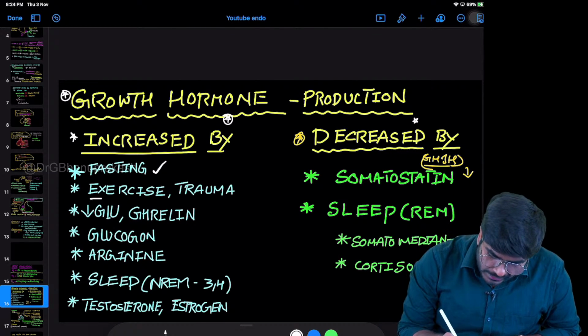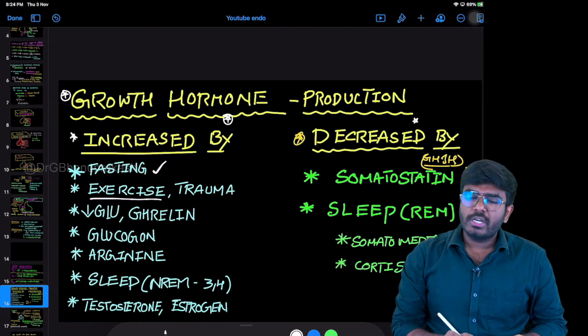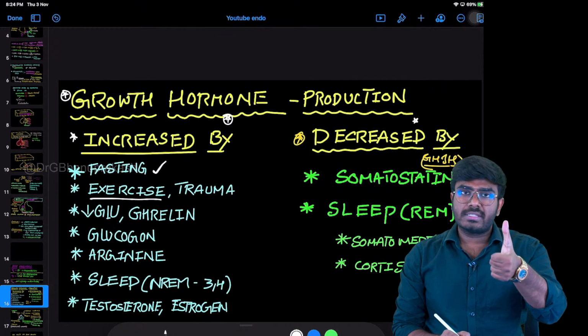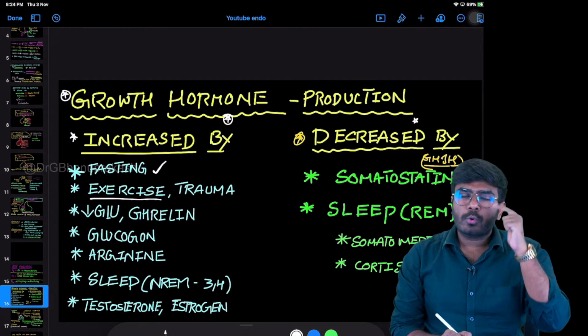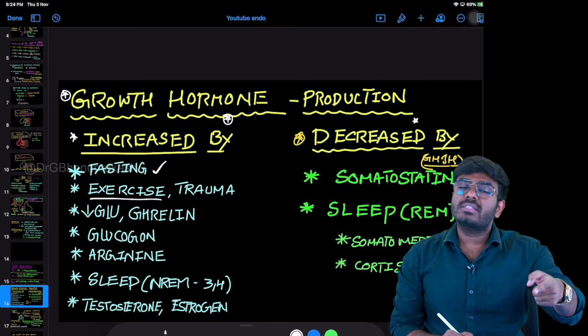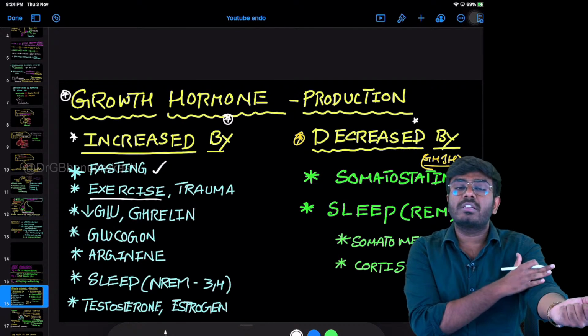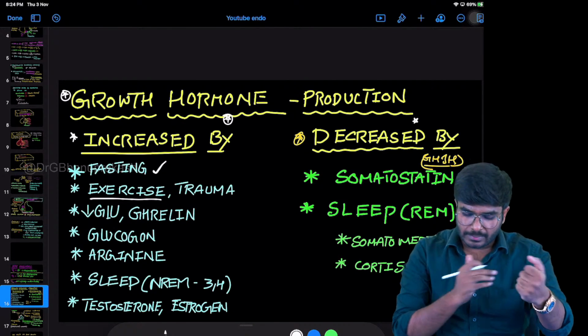Okay. Now, during exercise, do you need glucose or not? Yes, you need glucose, so growth hormone production increases. So during exercise, growth hormone production increases. Growth hormone increases the glucose, and that glucose is utilized by the muscles for their activity.